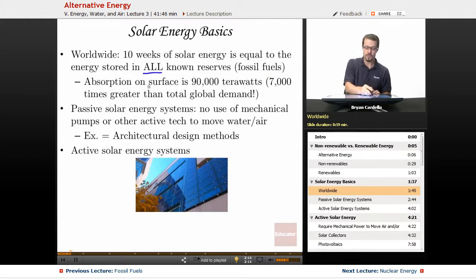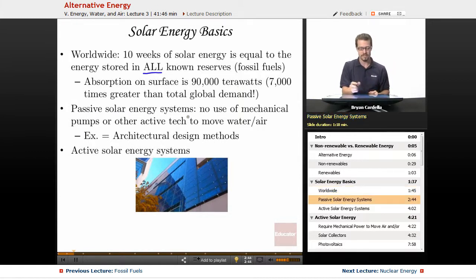So absorption on the surface of the earth is 90,000 terawatts, which is 7,000 times greater than total global demand. I've heard scientists say this. If you were to calculate the actual amount of solar energy hitting the earth, if we could just utilize a decent fraction of that, we'd be set. We'd be able to meet the Earth's demand for electricity and other things. So pretty incredible, the amount of solar energy that is available to us on a daily basis.